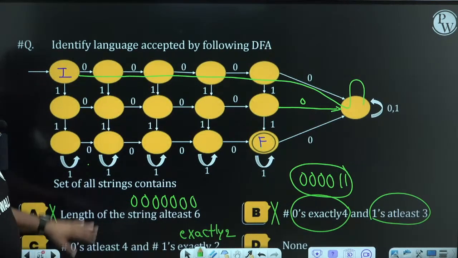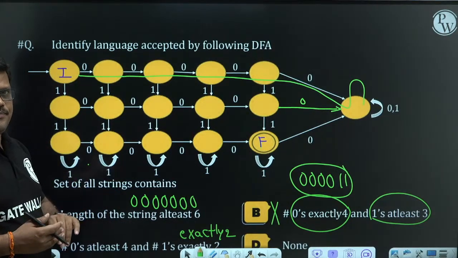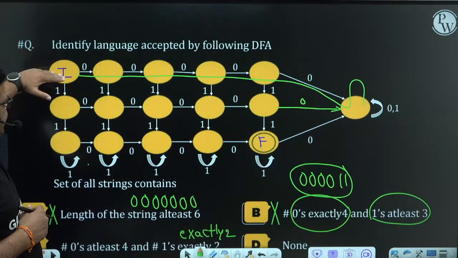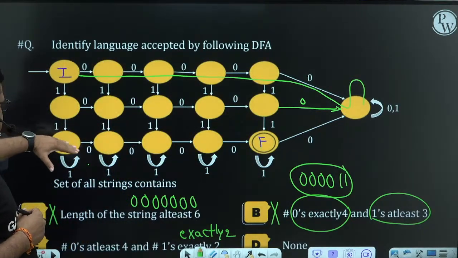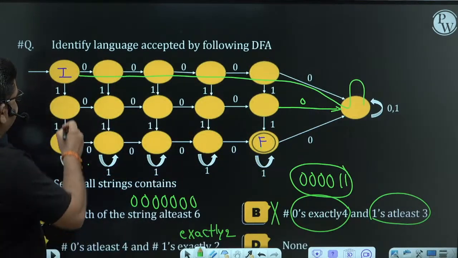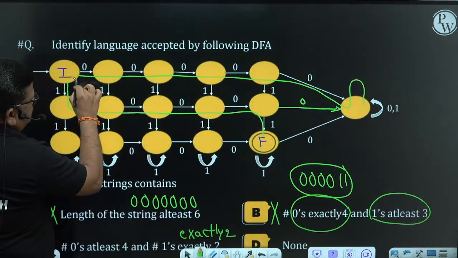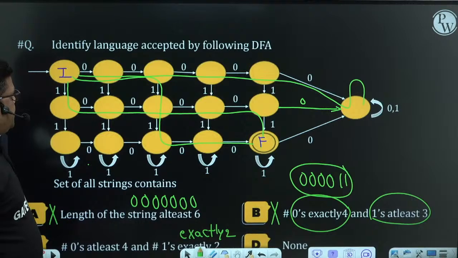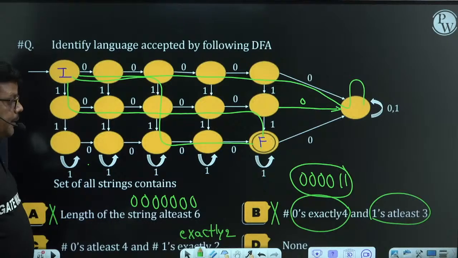It is very easy to see the nature of this automata. Starting from initial, take any path. We will try to generalize this. Just for your understanding I am explaining this, but it's very easy. Starting from initial, take any path: exactly 4 zeros, minimum 2 ones. Take this path, take that path, exactly 4 zeros, minimum 2 ones. So the language accepted by this automata is exactly 4 zeros and minimum 2 ones.